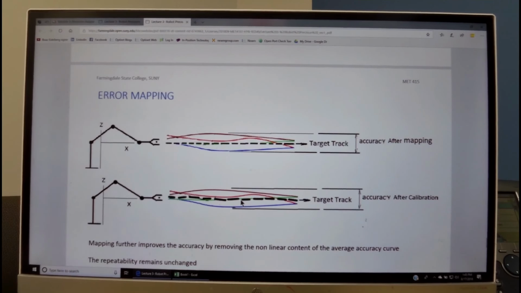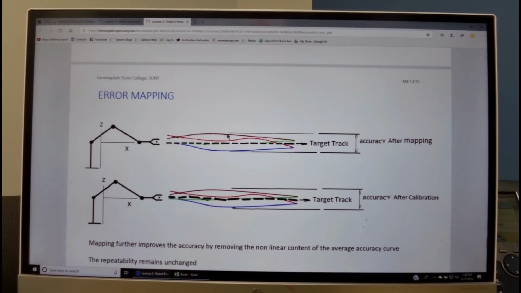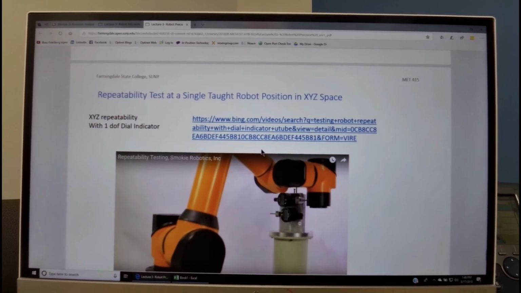When the controller sees that we send the robot to a certain position here, it goes to the map and sees what the error is, and then it removes that error. What we see at the end is that the average error after error mapping is a straight line at a value very, very close to zero. However, we cannot get rid of the repeatability, which is exactly what it was to start with.